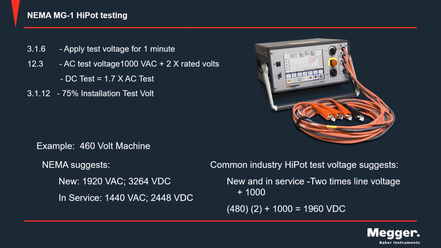NEMA MG1 also talks about how high that voltage should be. It would suggest here, in service, for a DC test to be at 2448. Again, we would be roughly at 1960 for twice line plus 1,000.